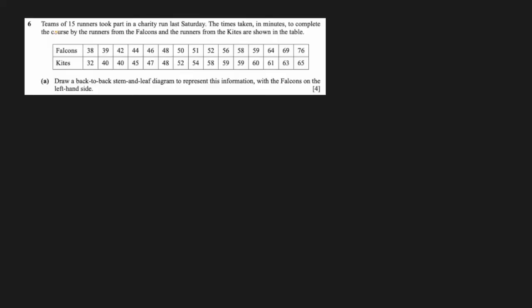Question number 6. Teams of 15 runners took part in a charity run last Saturday. The times taken in minutes is given by this table. Okay. Draw a back-to-back stem and leaf diagram. It is worth 4 marks. To represent this information with Falcons on the left. So let me draw a line. Okay. Falcons have to be on left. So Falcons will be here.